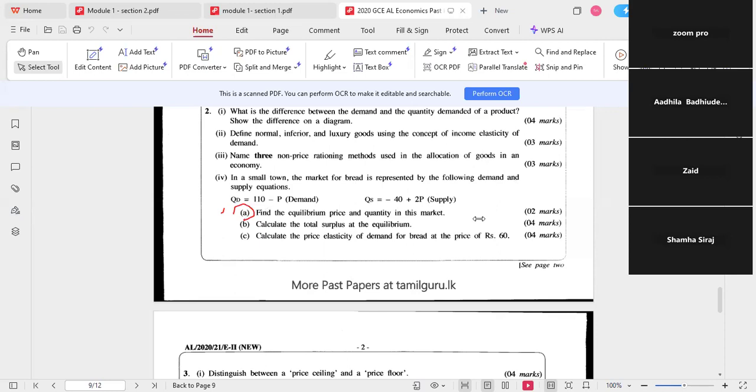Then, price elasticity of demand for bread at the price of 60. So not at the equilibrium. So at another price they are asking. Okay, right. So like this, so many questions are coming, right? So just make sure that excess demand, excess supply, the values, just cross check. Sometimes my answers, the final numbers might be wrong. Check a little.